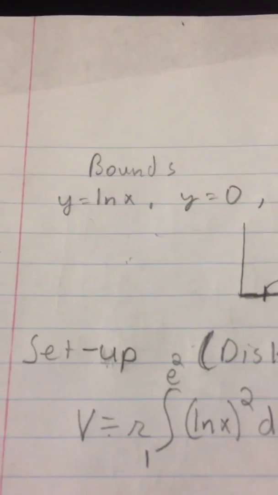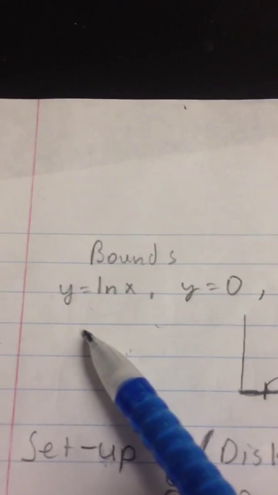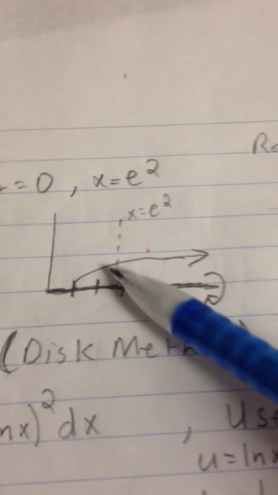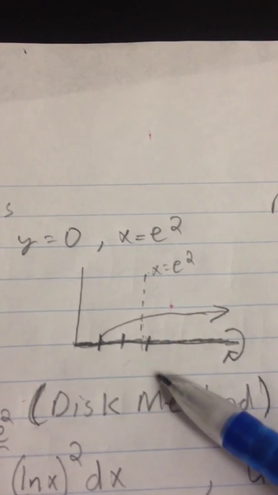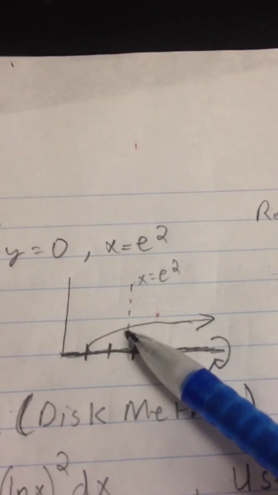Alright, I'm going to have to go through this fast because it's going to be a longer video. These are the bounds you're given. It's rotated about the x-axis. This here's the boundary, x equals e squared. This is y equals ln x. This is the intersection point.